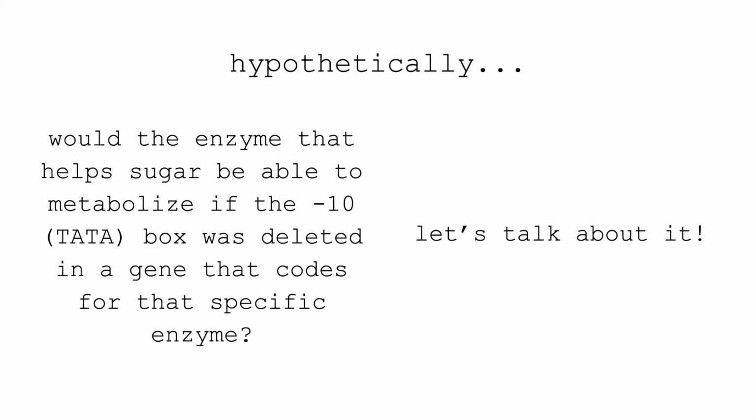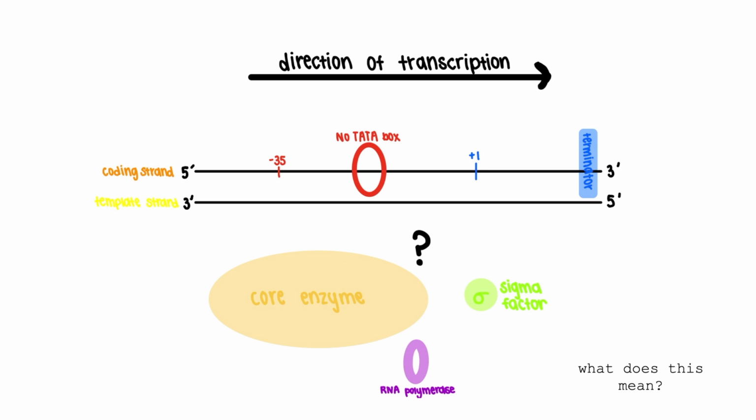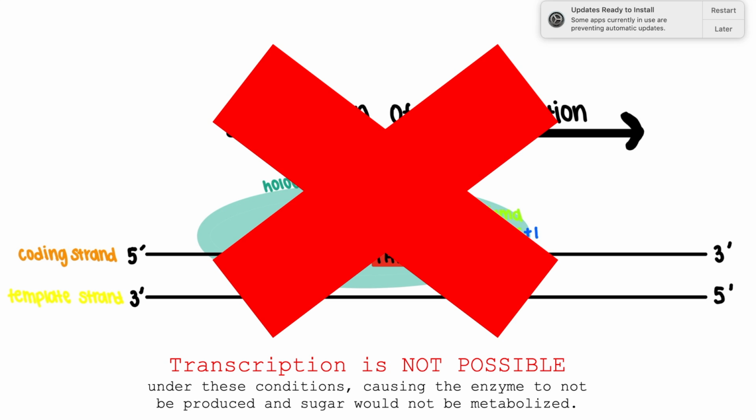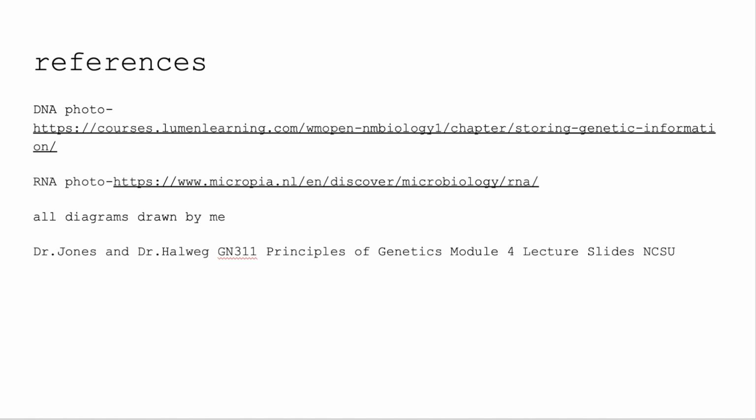Hypothetically, a gene that codes for a specific enzyme which metabolizes sugar lacks a -10 site, or a TATA box. Would the enzyme be able to perform its job if it lacks a TATA box? Let's talk about it. If the structure lacks a TATA box, this leads to a lack of a promoter region, meaning that the core enzyme, sigma factor, and RNA polymerase do not have a place to attach to on the structure. What does this mean? If the gene is under these conditions, transcription is not possible, leading to the enzyme not being produced and the sugar will not be metabolized.